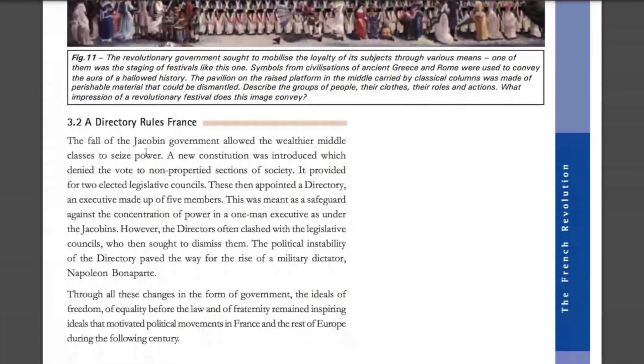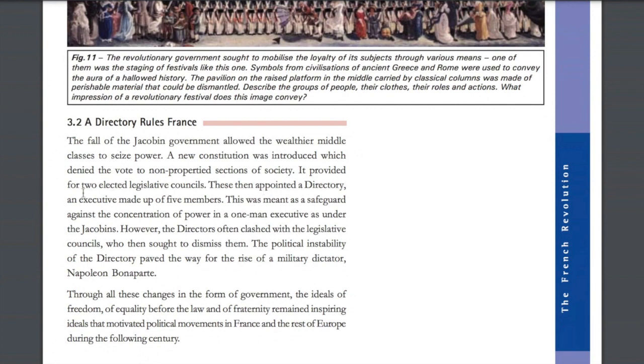So a directory rules France. The fall of the Jacobin government allowed the wealthier middle class to seize power. A new constitution was introduced which denied the vote to non-property sections of society. So people who did not have property were denied the right to vote.